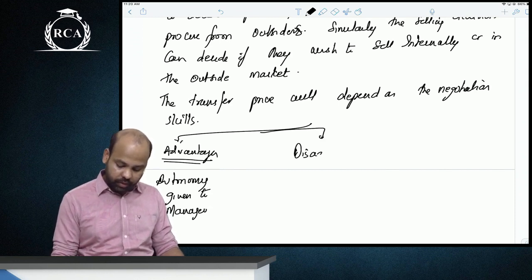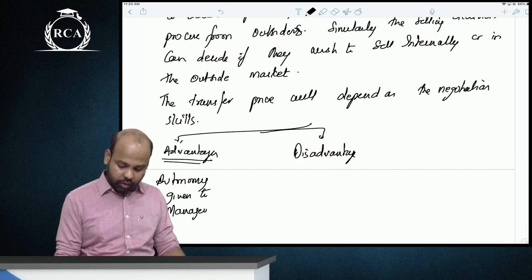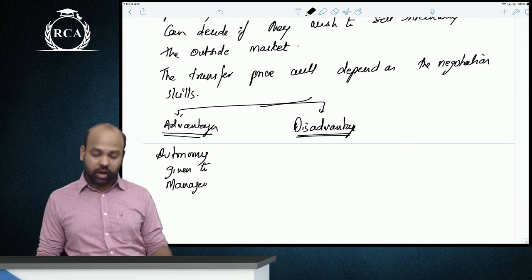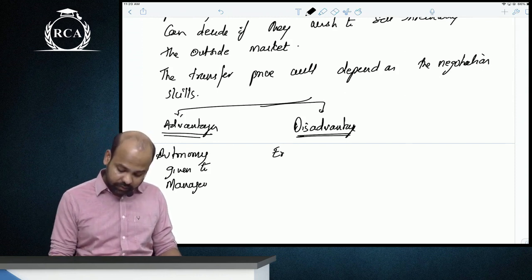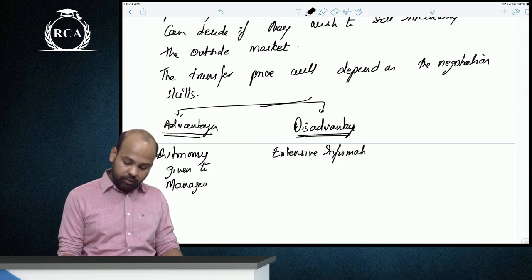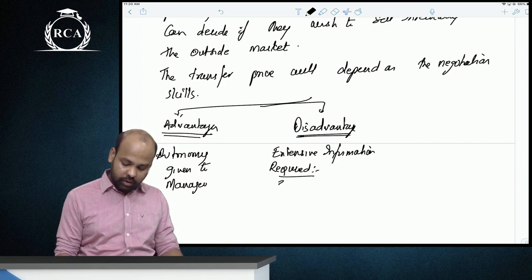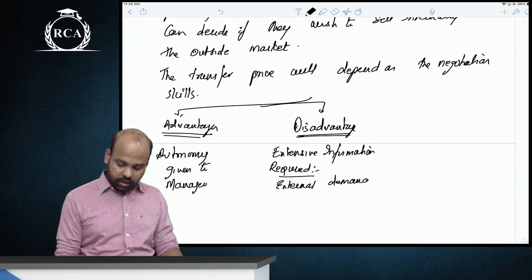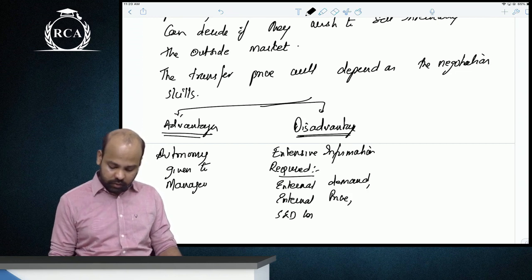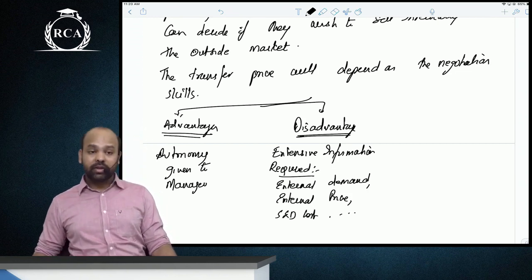Disadvantage of negotiated transfer pricing is that extensive information is required. You need to have all the information: what is the amount of external demand, what is the external price, how much is your selling and distribution cost, and so on. So that is the disadvantage.